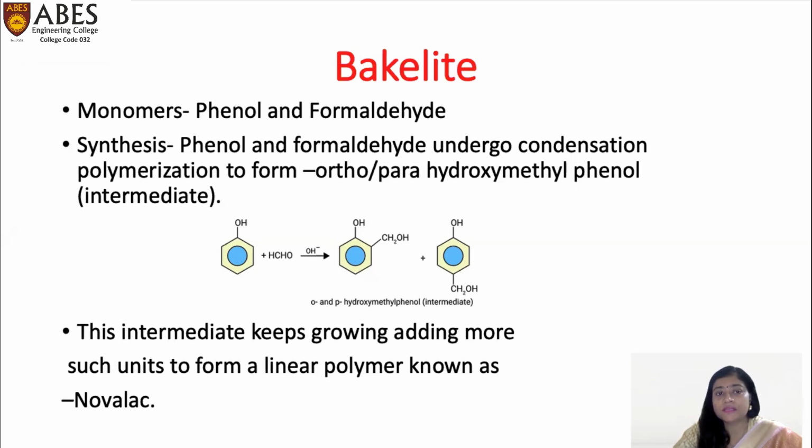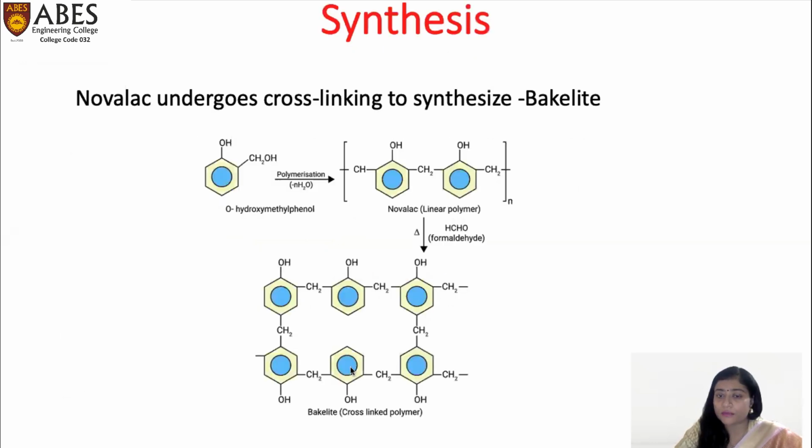The first step happens when phenol and formaldehyde undergo condensation polymerization to form ortho and para hydroxymethyl phenol, which is an intermediate. This intermediate keeps on reacting with similar units to form a linear polymer known as novolac. This novolac linear polymer undergoes cross-linking to form this network-like structure, which we finally call bakelite. It's called a cross-linked polymer, and this cross-linking is responsible for its high temperature resistance and brittleness.